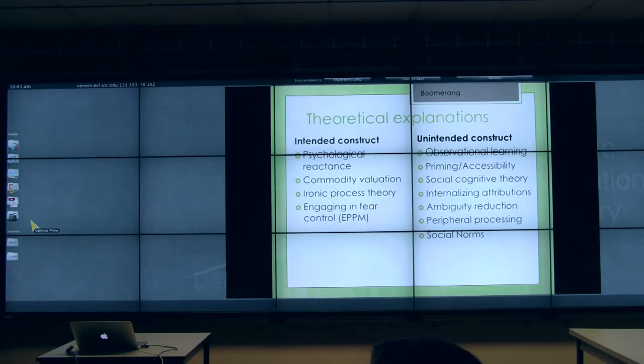So reactance can happen to anyone, but it's most likely in teens. But how many times has somebody forbidden something to you and you said, now I'm going to do it?